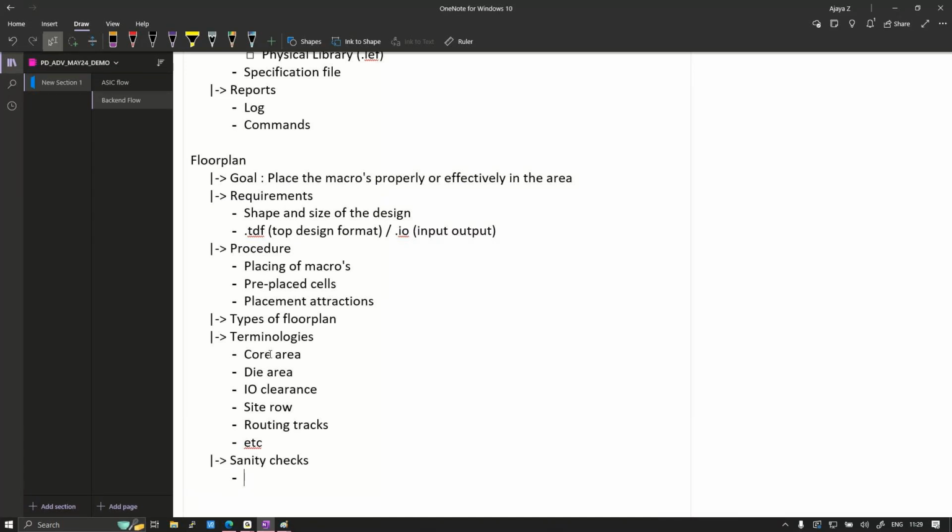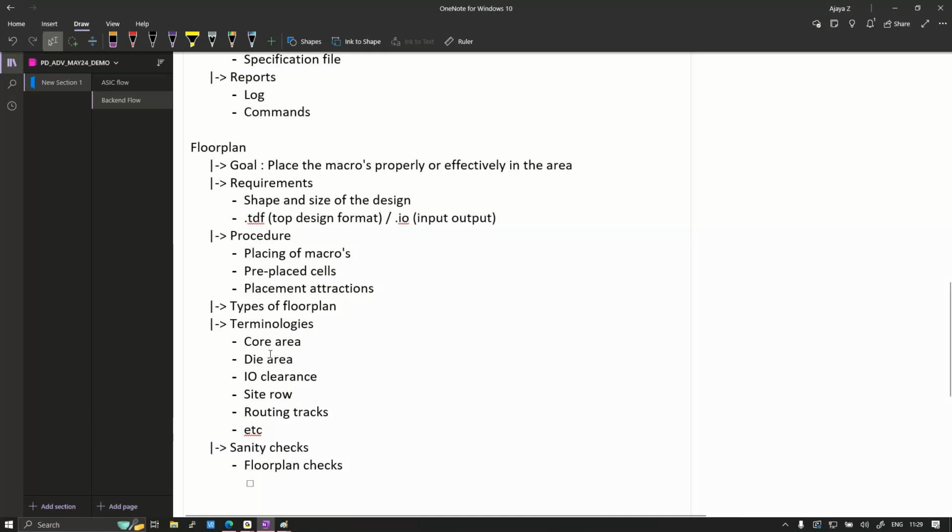So that's why in some of the companies you will see the floor plan is done completely by a separate engineer, so that the database will be passed to the second engineer from the PNR flow, let's say, for floor plan checks. In floor plan checks, we will be considering the internals of that particular design, macro placement related, pre-placement cells related, all that we will be able to perform.